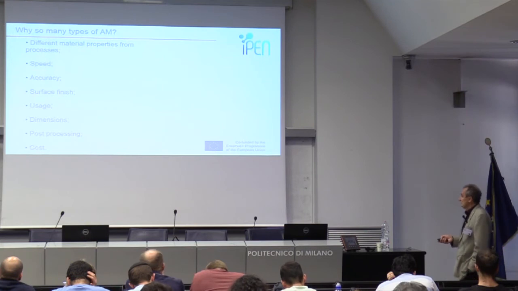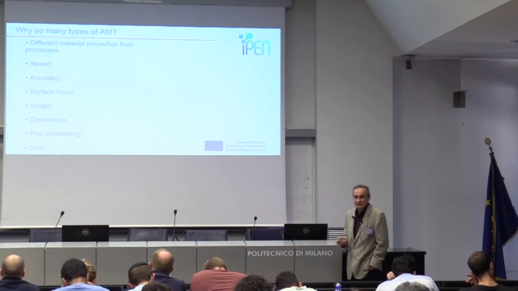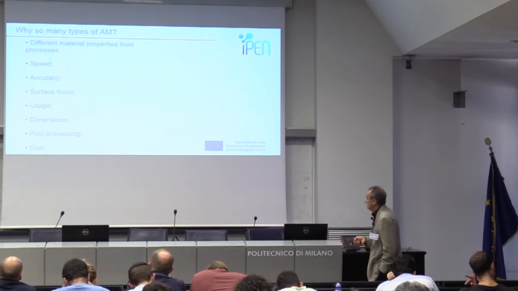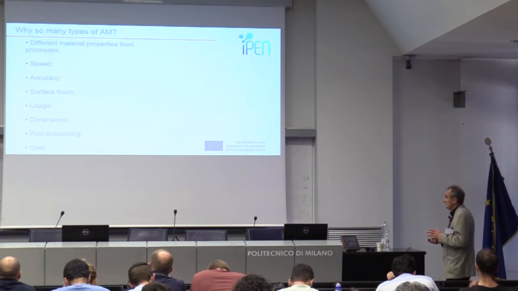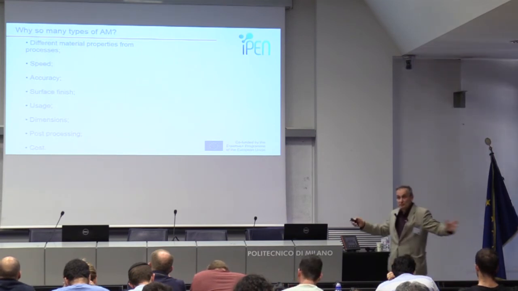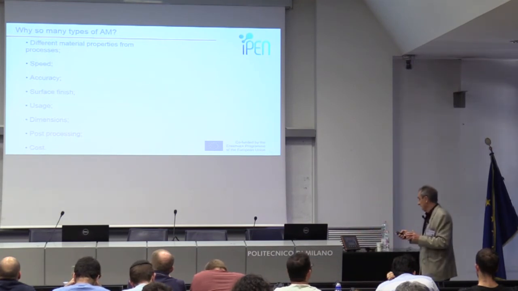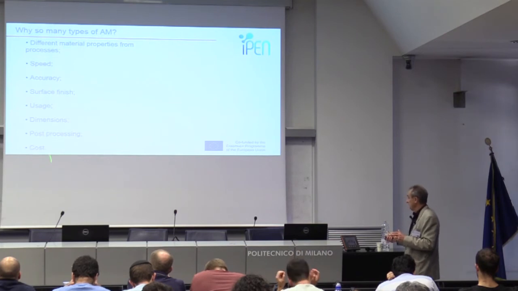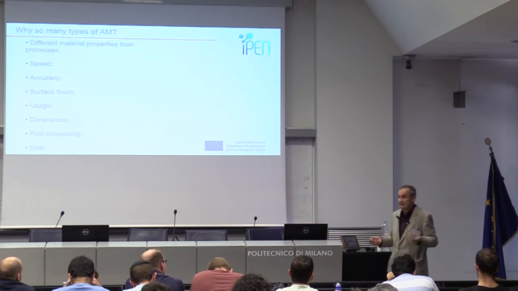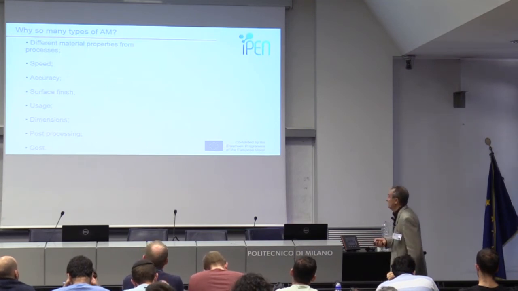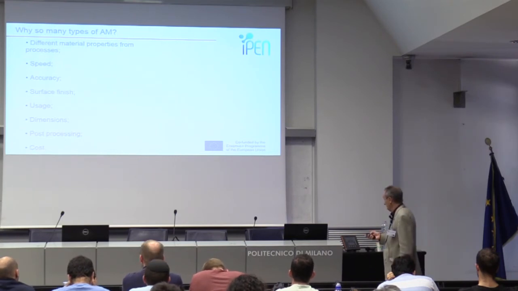Why so many types of additive manufacturing? Because you have several tasks. You have tasks to make quickly, to make very accurate, to make very precise, to make huge dimensions, or to make nano or sub-micro dimensions. And of course, the important thing is also the cost. You should think about cost because, at least in materials science and engineering, we think about bridging production and development.